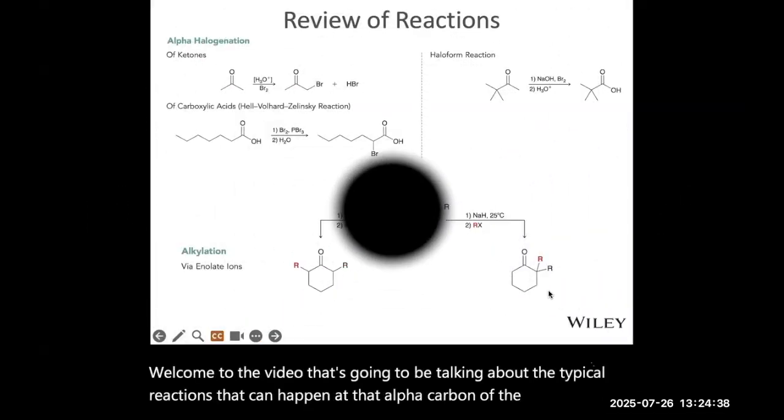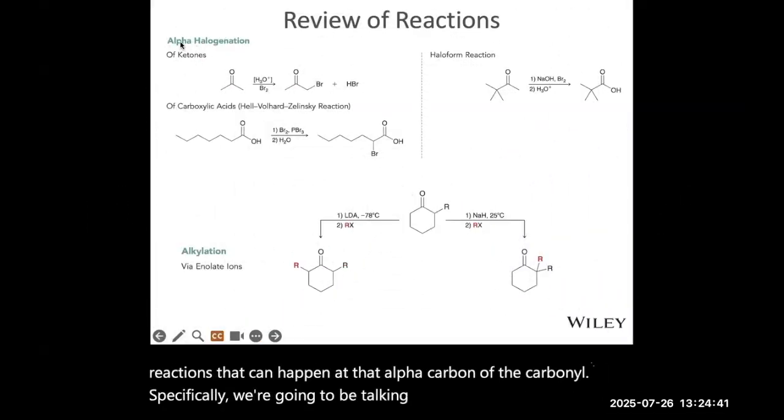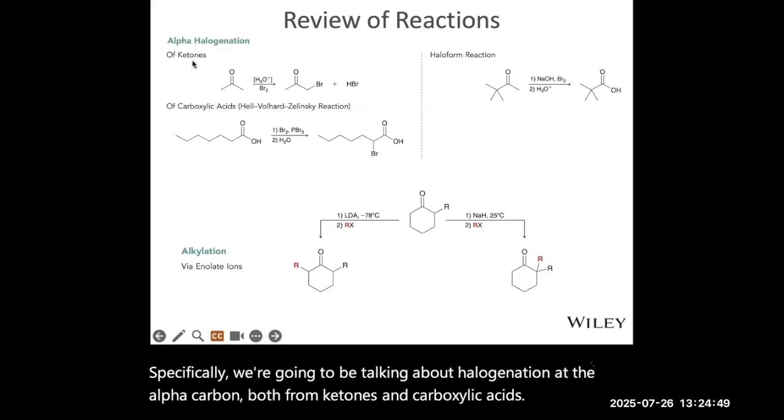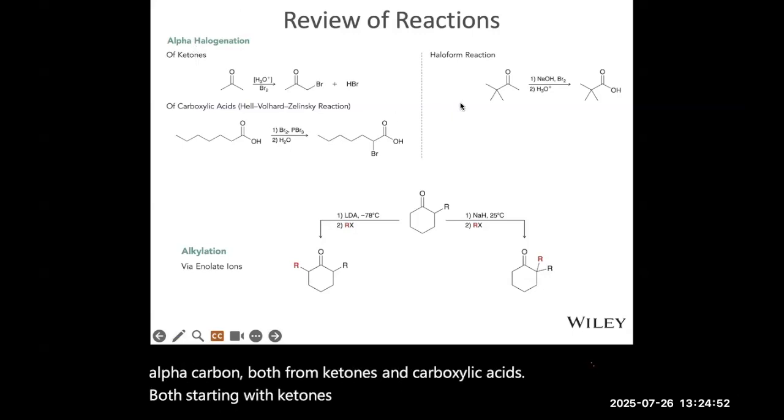Welcome to the video that's going to be talking about the typical reactions that can happen at that alpha carbon of the carbonyl. Specifically, we're going to be talking about halogenation at the alpha carbon, both starting with ketones and carboxylic acids, and also we're going to talk about the haloform reaction.